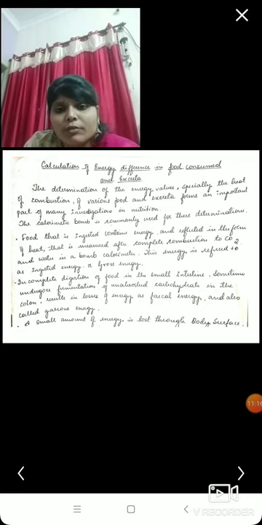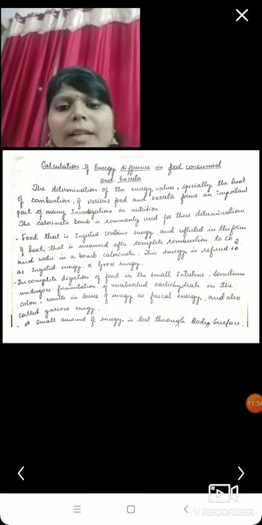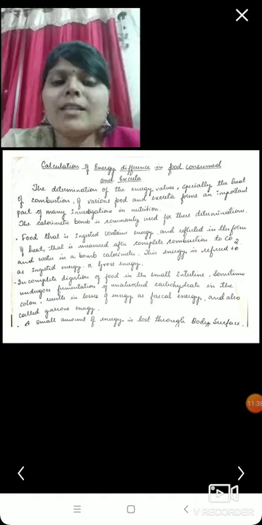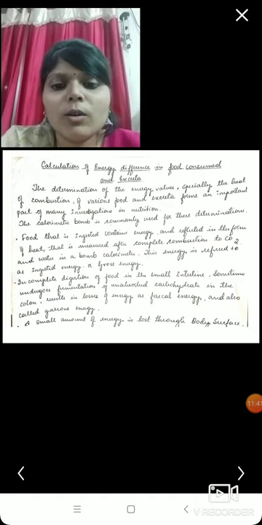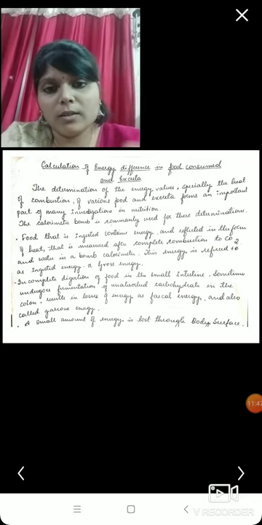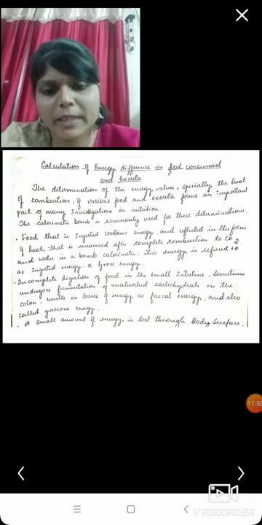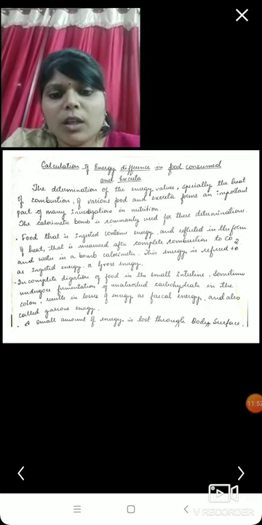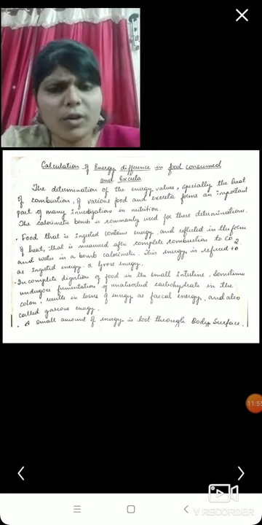The incomplete digestion of the food in the small intestine sometimes undergoes fermentation, and the carbohydrate in the colon results in loss of energy as fecal energy, and also this energy is called the gaseous energy, which is in the form of fecal matter there. Okay, so a small amount of energy is lost through the body surface also.